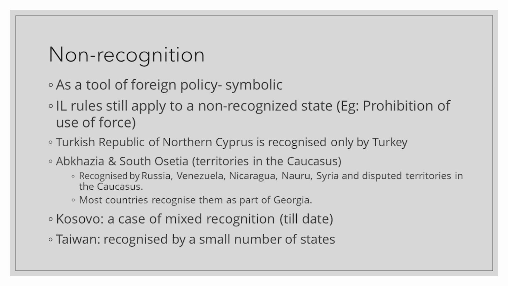Another example is Taiwan, which is recognized as a separate state by a small number of states, but then there are the remaining states which call it a part of China. They don't recognize Taiwan as a separate state. So these four, Turkish Republic of Northern Cyprus, Abkhazia and South Ossetia, Kosovo and Taiwan, are examples of non-recognized states, the states which are largely non-recognized.